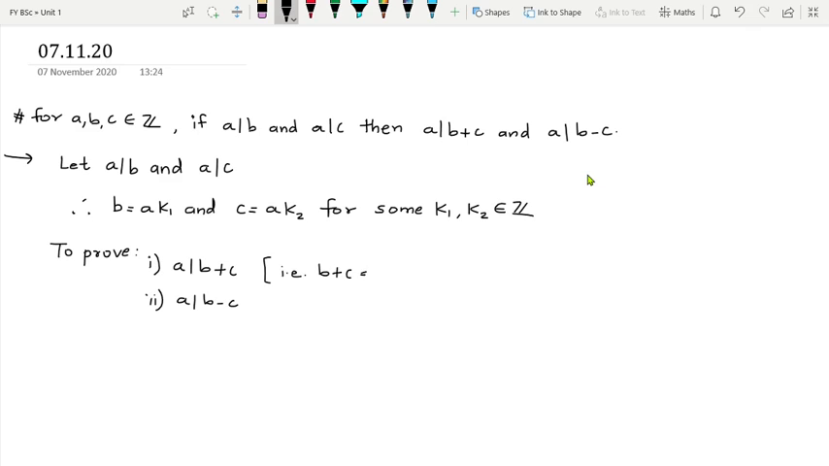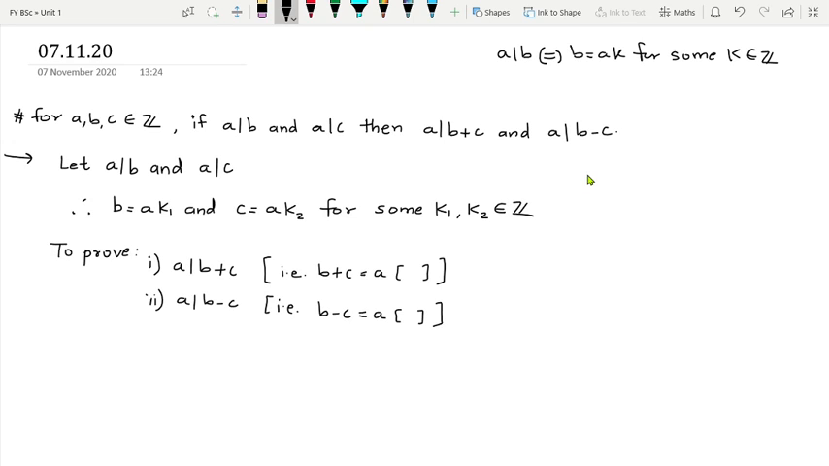Now in order to prove A divides B plus C, what do we have to prove? B plus C is equal to A multiplied by some integer. I hope you remember the definition of divisibility. A divides B if and only if B is equal to A K for some K belonging to Z. Right? This is the definition. And to prove A divides B minus C, that is nothing but B minus C is equal to A multiplied by some integer. That is what we have to prove.